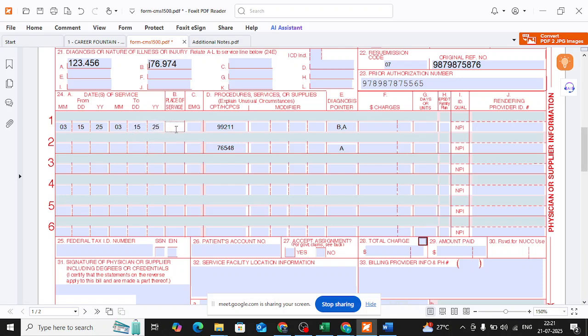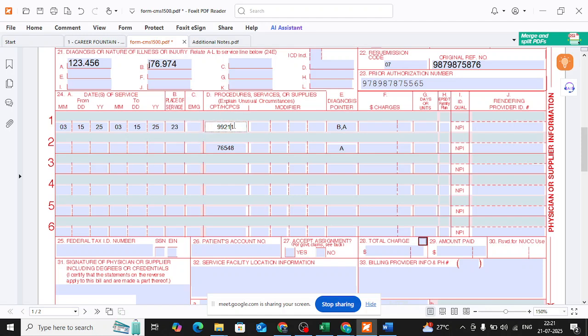Box number 24B is the place of service where the service has actually been provided to the patient. Okay, a lot of places of service are there; we'll discuss later. An example place of service is the emergency department. Such kinds of places of service will come up here. Box number 24C is for the emergency. I never use it. You can ignore it.